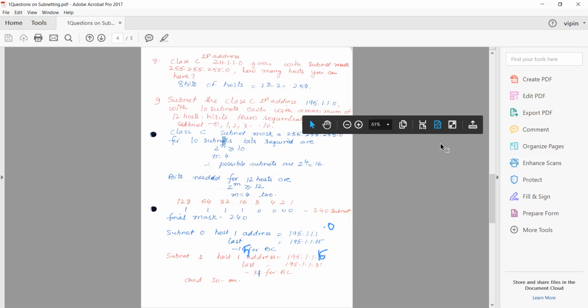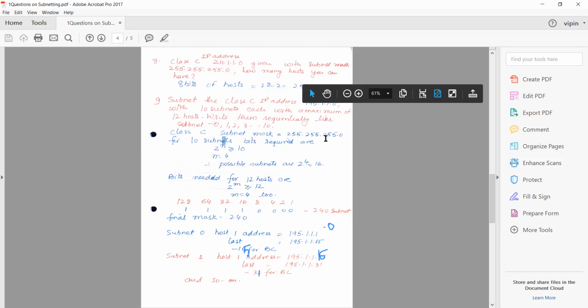So the first subnet mask will be 255.255.255.240, and then you can increase your subnet mask also if you want to. Okay, you have to do the remaining part of this.